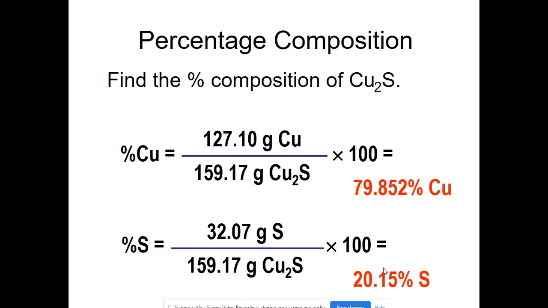Okay, so guys, I want you to try some of the problems on your percent composition worksheet, and this is under classwork. These problems are going to be very similar to the problem that we just did here together. Okay, so let me know if you have any questions.